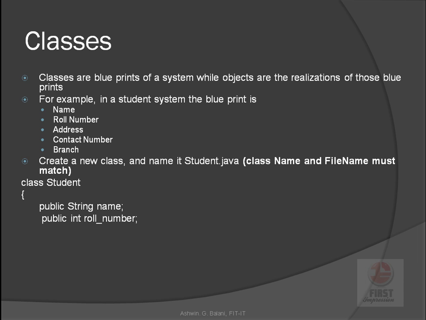Then we have int rollNumber. int indicates integer. Integer indicates that it can hold a value from -32768 to 32767. Then we have String address, String contactNumber, and String branch. This creates the blueprint of a student, that is, a class has been created, a class which doesn't point to a specific student, but it says that a student can have these 5 properties.